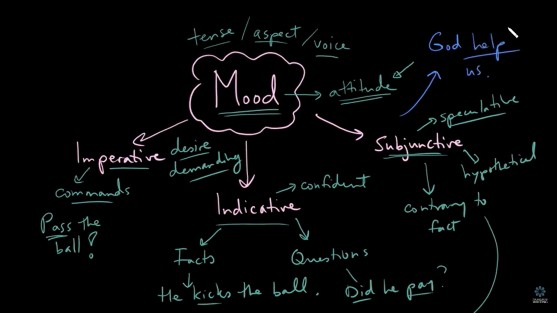This is subjunctive because in indicative it would be God helps us. But this is more of a hypothetical, contrary to fact statement. It's a statement about what we would like to happen.